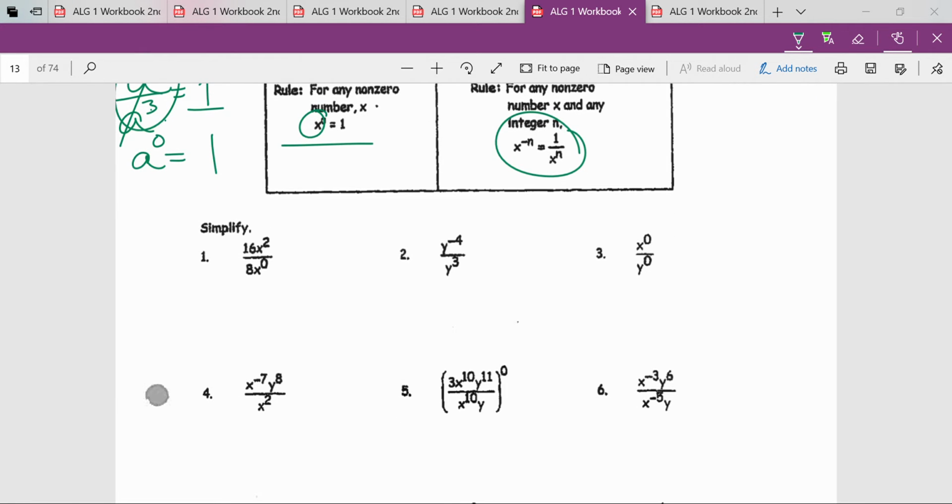So if I have x to the 0, that's a 1. y to the 0, that's a 1. And 1 divided by 1 is just 1.